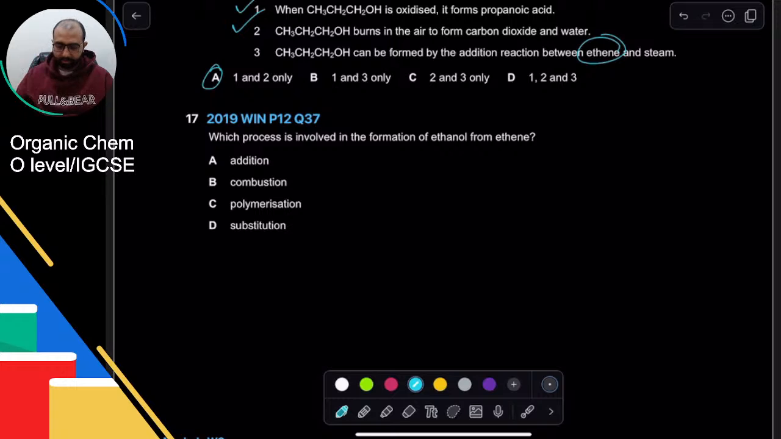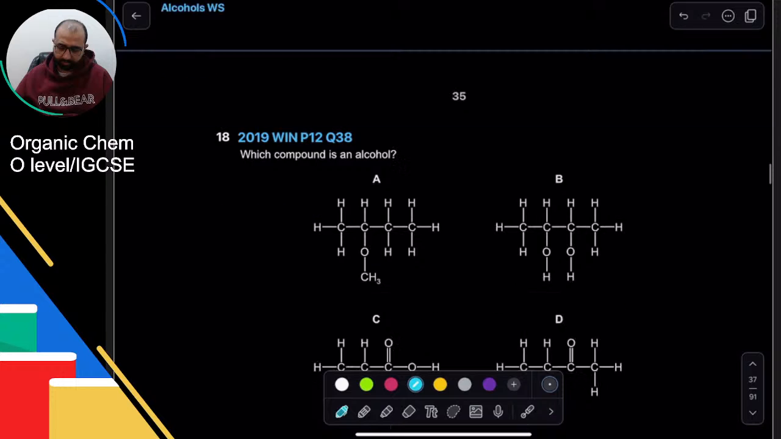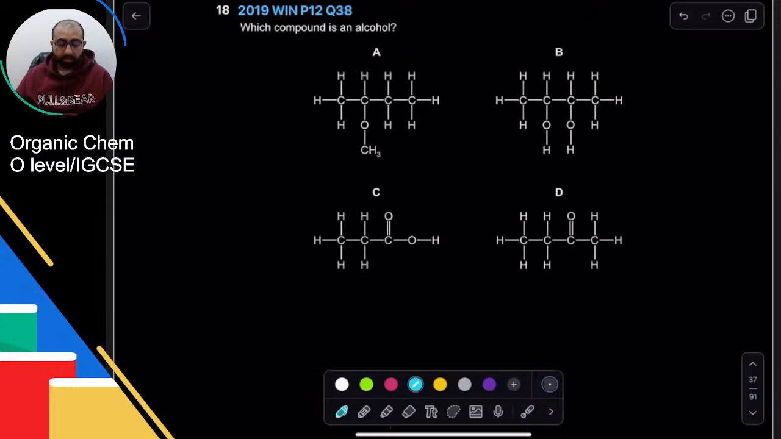Next question. Which process is involved in the formation of ethanol from ethene? Ethanol from ethene. Let's see. We want to make ethanol from ethene through addition. मतलब उसमें water add करेंगे at high temperature, phosphoric acid. So that's the answer. This is the last question for alcohols.